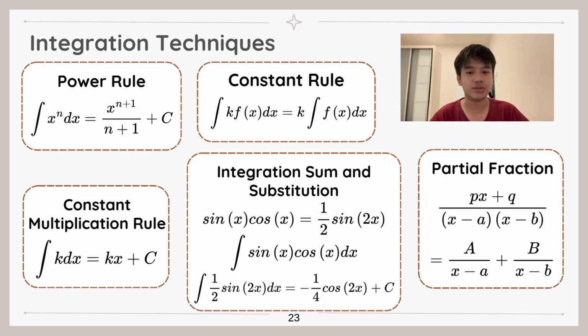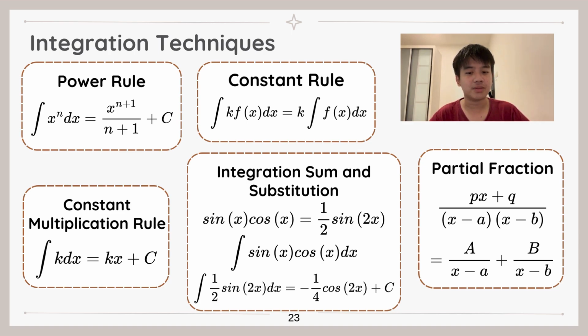The next one is the constant rule. In this rule, we just need to multiply the respective variable with the equation and add the constant of integration. The next one is the constant multiplication rule. This technique only needs us to multiply the integration by the constant.